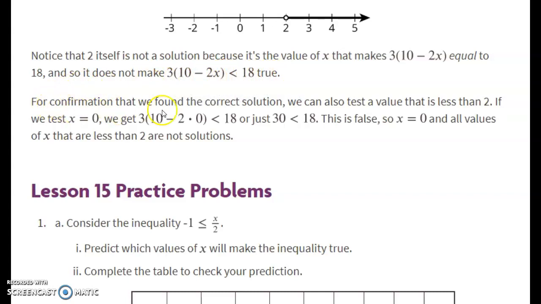For confirmation that we found the correct solution, we can also test a value that is less than 2. If we test x equals 0, we get 3 times the quantity 10 minus 2 times 0 is less than 18, or just 30 is less than 18. This is false. So x equals 0 and all values of x that are less than 2 are not solutions. That's the end of the summary.